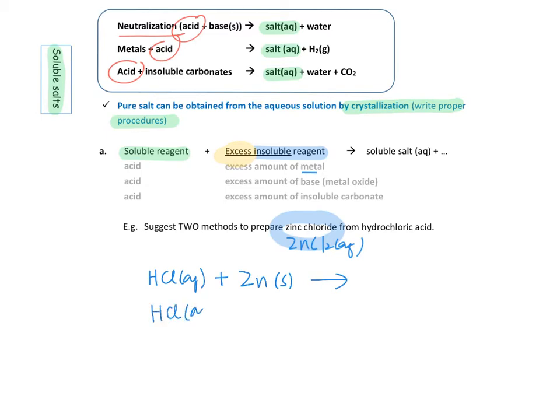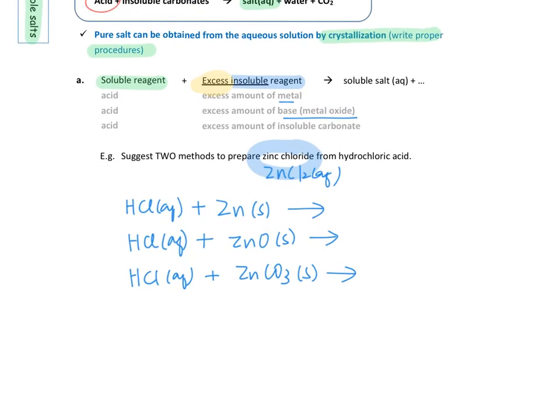Or we use the acid and the base, the metal oxide, so we add zinc oxide to hydrochloric acid. Your product is zinc chloride solution and water. And then in the third method, we choose the acid, hydrochloric acid, and we add the carbonate, zinc carbonate, to form zinc chloride, carbon dioxide, and water. Now in the three cases, the insoluble reactant must be in excess amount.